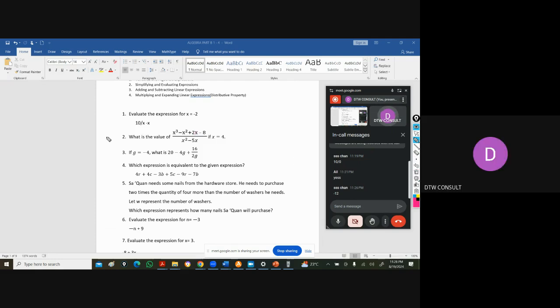Everyone, let's do it together. So this is x raised to the power 3. That will be 4 raised to the power 3 minus 4 raised to the power 2 plus 2 in parentheses 4 minus 8 over 4 raised to the power 2 minus 5 in parentheses 4. So 4 raised to the power 3 is 64, minus 4 raised to the power 2 is 16. I hope you know 4 raised to the power 3 is 4 times 4 times 4, which will give us 64. Ali, are you with me?